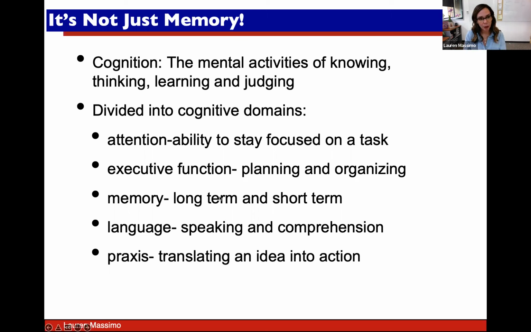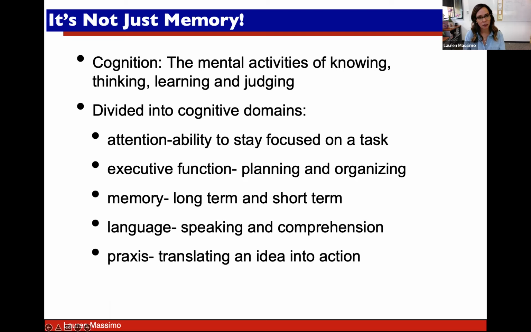Then we have memory, which is divided into long-term and short-term memory. And in Alzheimer's disease, short-term memory is what is typically affected. Language involves listening and comprehension, speaking, reading, and writing. And then we have praxis, or translating an idea into action. So think about wrapping presents. And this ties in closely with visual spatial functioning, perspective of objects in space, perception of spatial relationships.